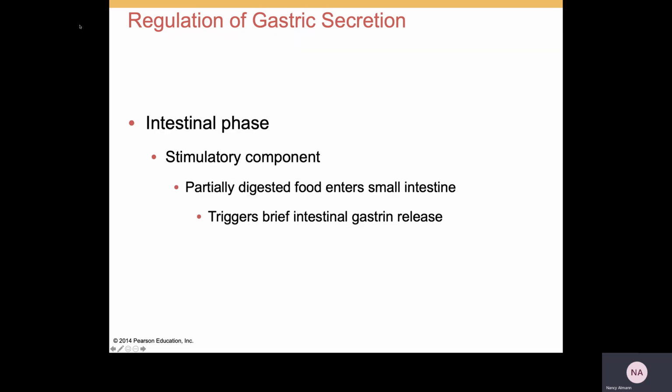The last phase is the intestinal phase. That is a stimulatory phase, and that allows food, partially digested food, that chyme, to enter the small intestine. There will be a very brief period of intestinal gastrin release. That does not last long, and again, that is because you do not want highly acidic material within the duodenum or the jejunum, because you do not want to damage the walls of the small intestine.